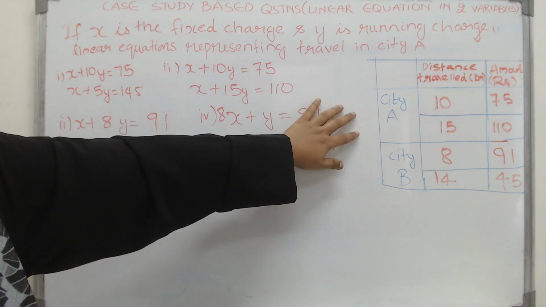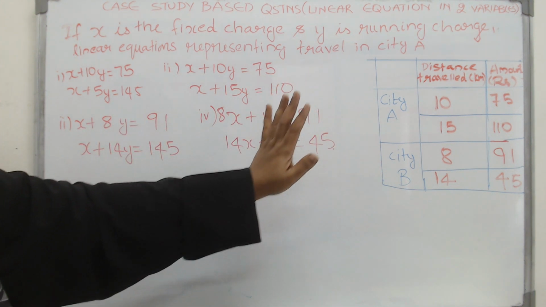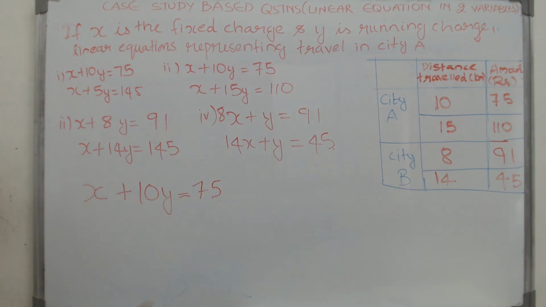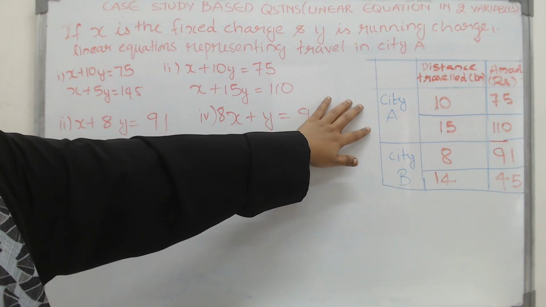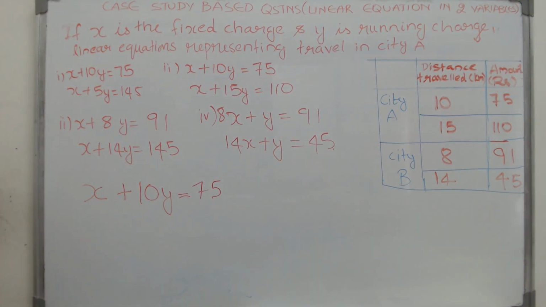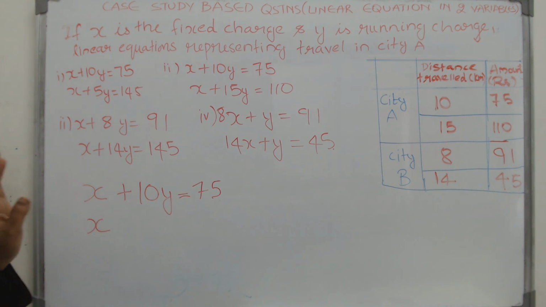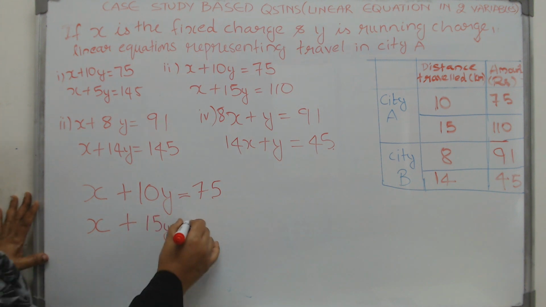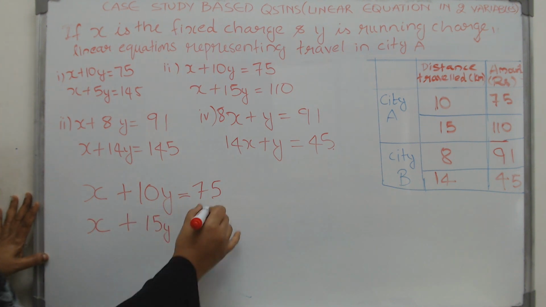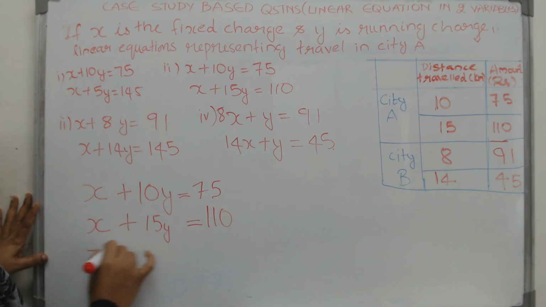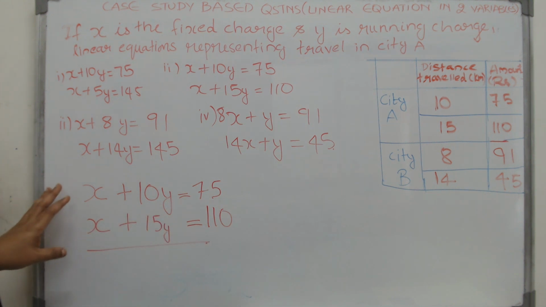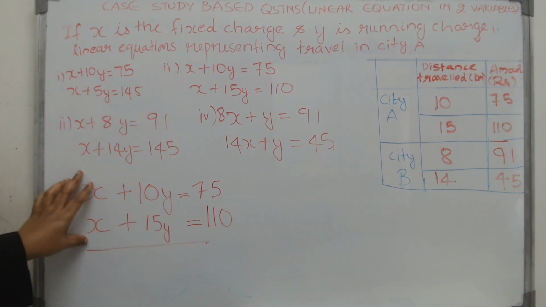Now there is another person still in city A. How much has he traveled? He has traveled 15 kilometers. The story is same. As soon as he gets into the taxi, this is the fixed charge which for sure he will pay. Then how much has he traveled? 15 kilometers. And how much did he totally pay? Totally he paid 110. So this is the set of linear equations which will represent the travel.